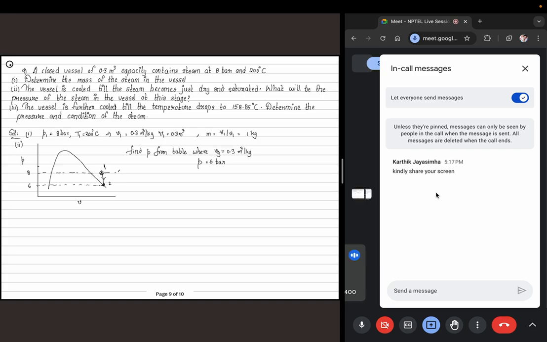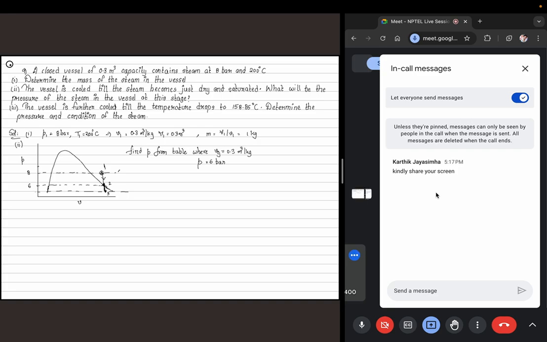Okay, I think this is clear. Now what it is saying is the vessel is further cooled. So even from here, you are further cooling it down. You are still going to a new stage, so your pressure will further be reduced. Now this is your state 3.